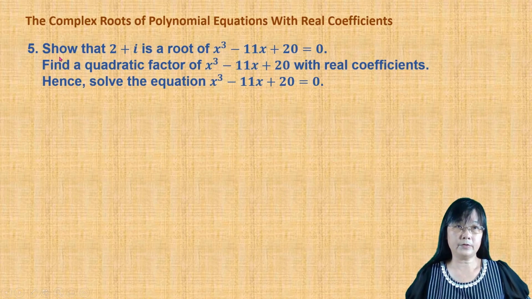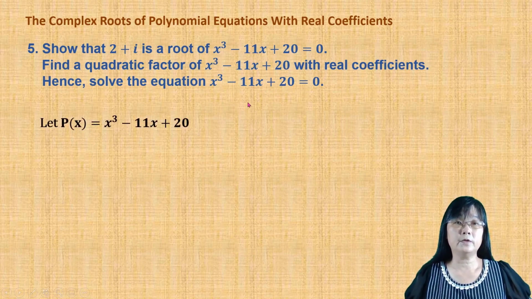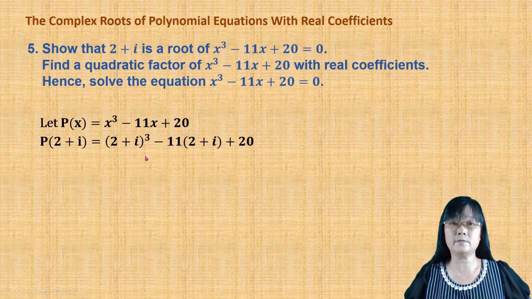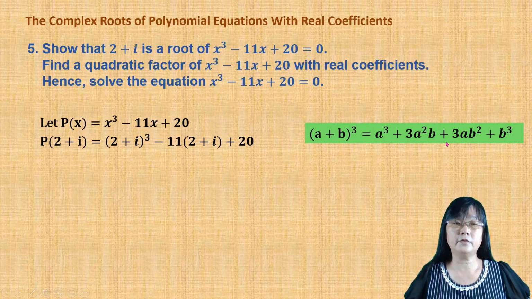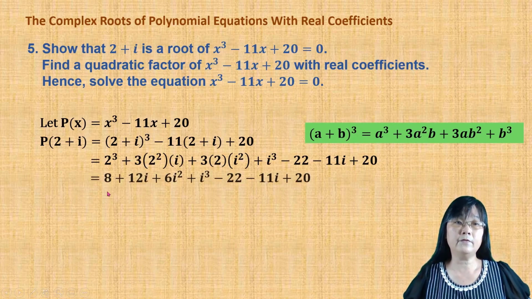Now let's try this example. Show that the complex number 2 plus i is a root of the polynomial. First we substitute the complex number into the polynomial. Then we need to find the value of the polynomial after substitution. Here the expansion is to the power of 3, so we can use the binomial expansion to do it. After the expansion we get this, and when we simplify, this is the expression.